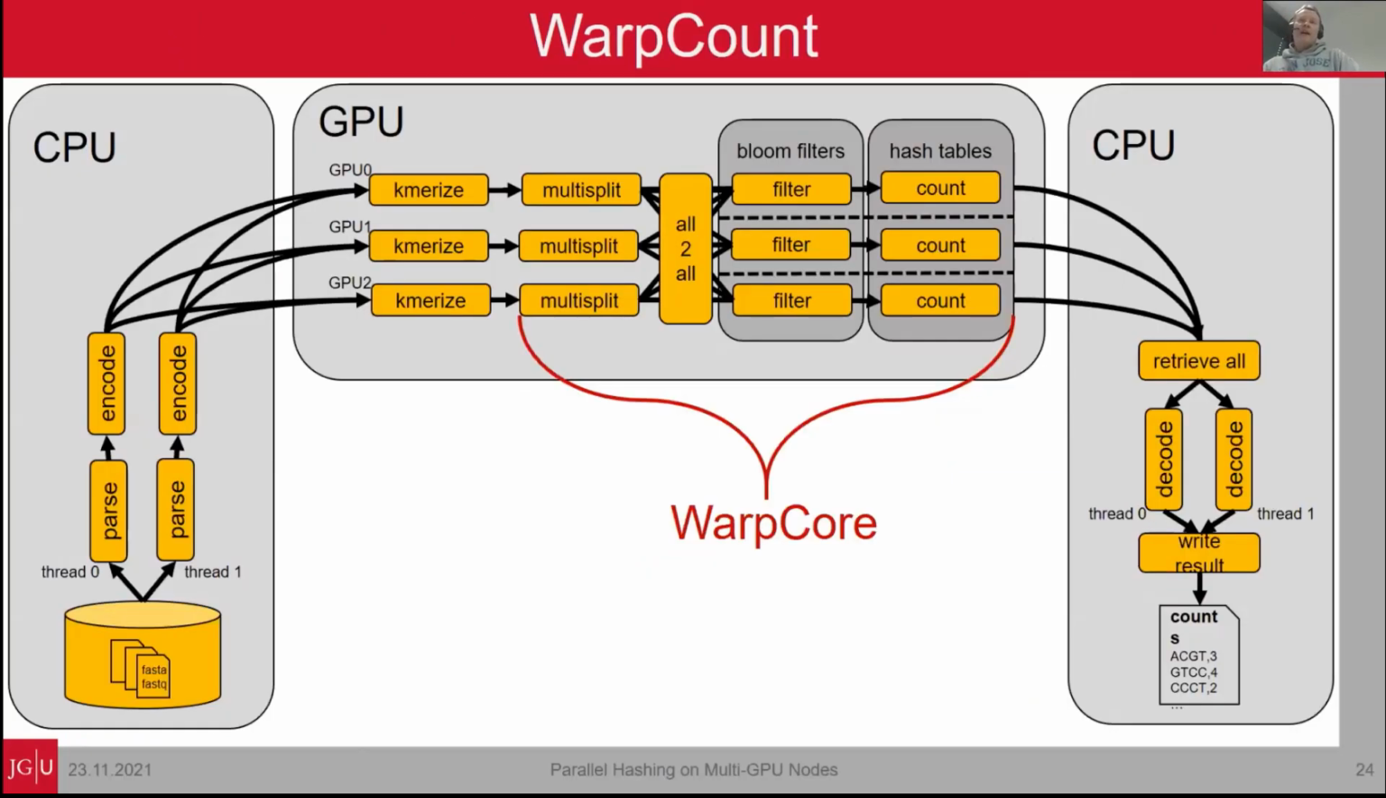So our WarpCount is a k-mer counter implemented with the WarpCore library. You start on the CPU, passing your input file, and then sending it to the GPU. On the GPUs, you extract all k-mers. And in the case of a multi-GPU implementation, as Daniel told you earlier, you have a multi-split and an all-to-all, and then you can use counting hash tables. In addition, we use Bloom filters here to remove k-mers that occur only once. And then these results are retrieved and written to a file on the CPU.